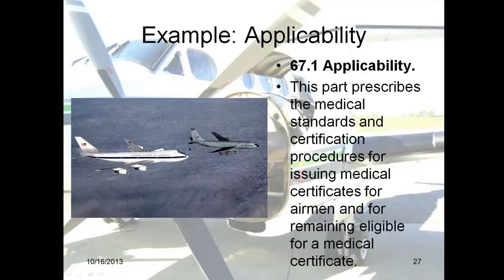And the place where I know that I don't is if I read 67.1 applicability. And if you read this, this says medical procedures for airmen in issuing medical certificates. And if I dig deeper, I find out that a mechanic doesn't have to have a medical certificate, but a pilot does. So this example of applicability tells me who this section of regulations was written for. In this case, it wasn't written for me.